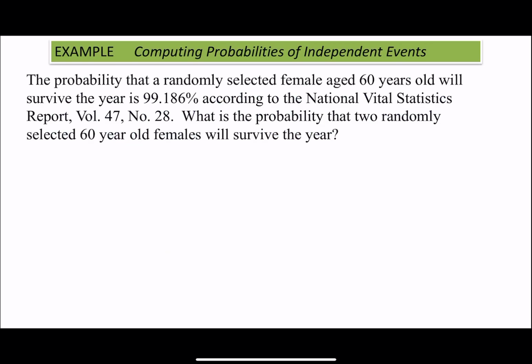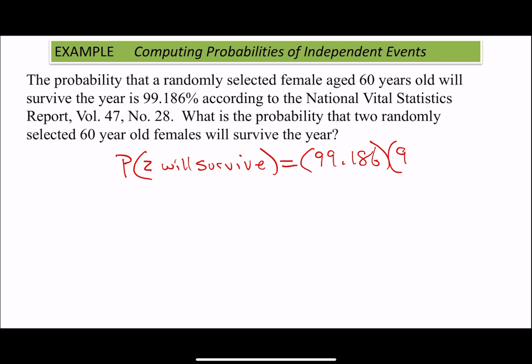Let's do some examples. The probability that a randomly selected female aged 60 years old will survive the year is 99.186% according to the National Vital Statistics report. What is the probability that two randomly selected females will survive the year? So it's the probability two will survive. The probability that one will survive is 99.186. The probability the second one will survive. These are independent events.